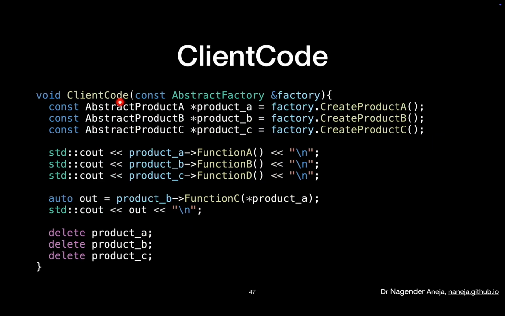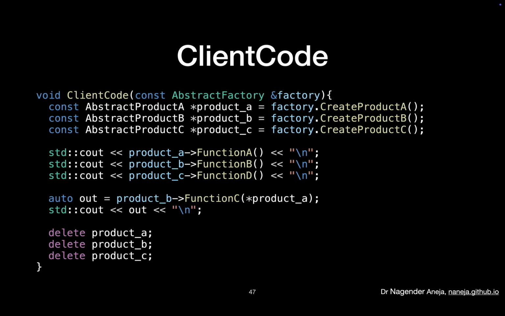Now in the client code, you will accept this factory here, and then the client code will call create product A, create product B, create product C. So create product A will create, depending on the factory, some product A, product B, and product C. And now we can call some functions on these products, and in case we want, there were multiple functions with the collaborator function also, we can say product B can collaborate with product A, and then finally we can delete, right?